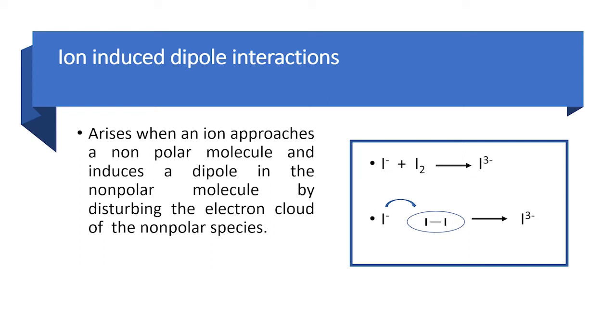So the initially non-polar iodine molecule develops a temporary polarity, delta plus and delta minus, on each iodine atom. This induced dipole now associates with the I minus ion, and that ion-induced dipole interaction results in the association of the species as a triiodide ion. So this sort of interaction between an ion and an instantaneous or induced dipole is called ion-induced dipole interaction.